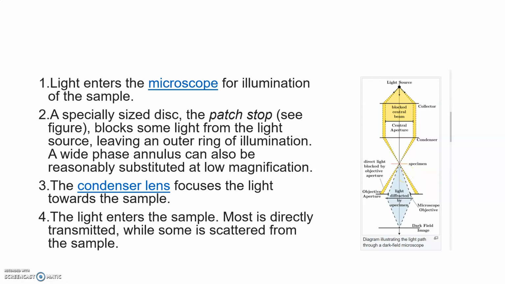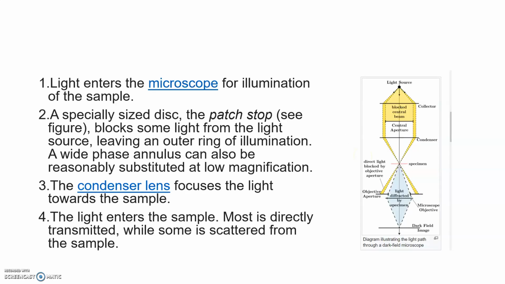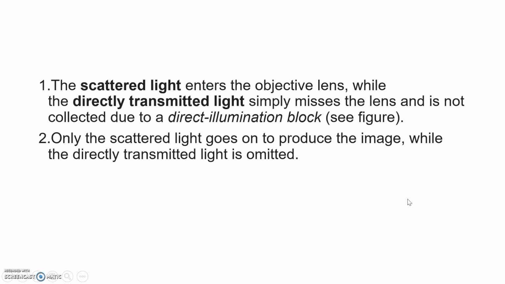The light enters the sample. Most is directly transmitted. Some is scattered. The scattered light enters the objective lens, while the directly transmitted light misses this lens and is not collected due to the direct illumination block. Only the scattered light goes on to produce the image. So the image is produced by the scattered light. Directly transmitted light is omitted.